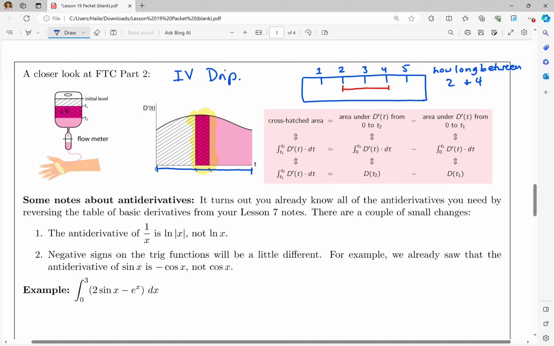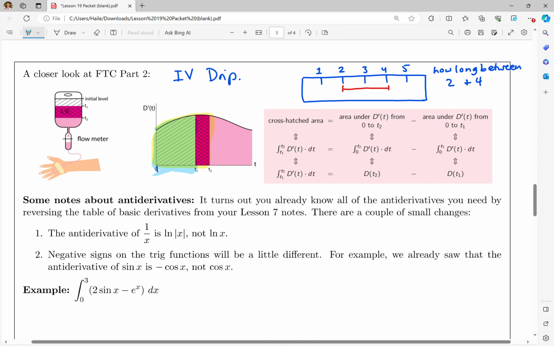So it's saying if we take the area, let me re-highlight some things here. If we take this area right here and we subtract off this area right here, we'll be left with that dark pink strip that's just colored yellow. So that's the idea of FTC part 2. We're finding a large area, we're subtracting off a smaller area, and we're left with that little strip in between the two x values. Okay?